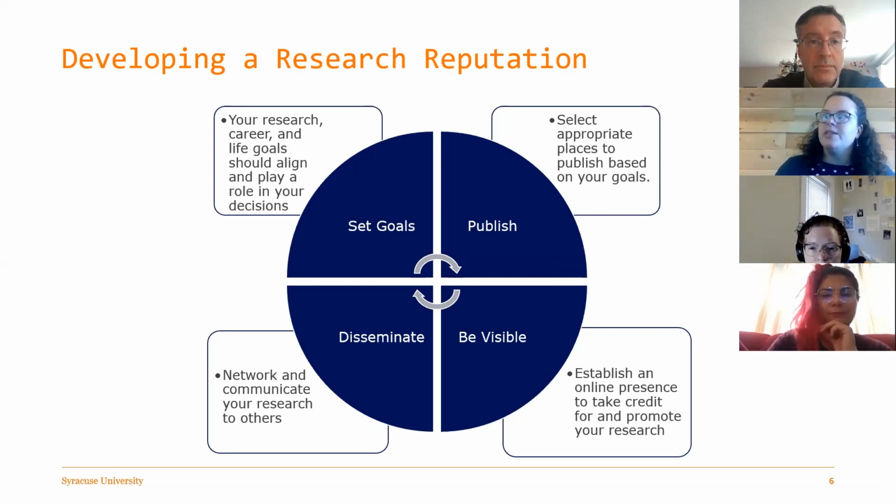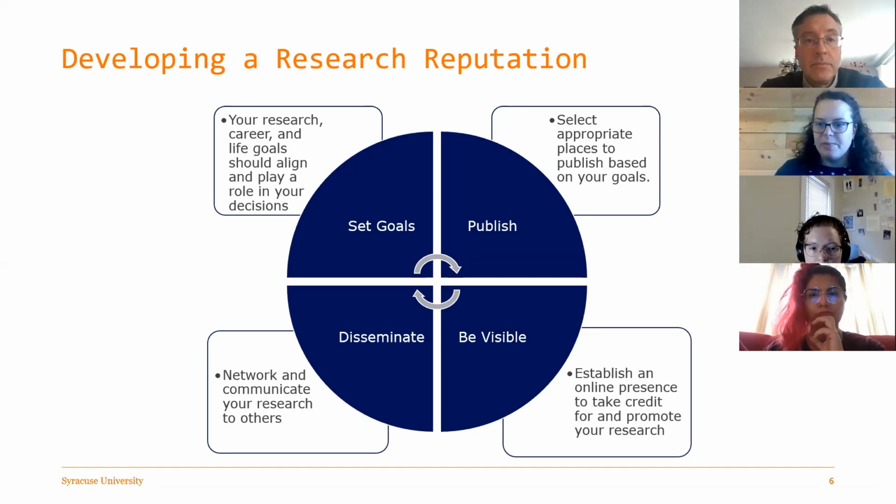Okay. So again, these are some of the aspects of developing a research reputation. This is a little bit of a repeat, but your research, career, and life goals should align and play a role in your decisions. You should select appropriate places to publish based on your goals. And then once you do that, you're going to set up an online presence and start taking credit for that research, making sure people know about the research that you did. And then another big piece, again, is establishing your network and communicating.